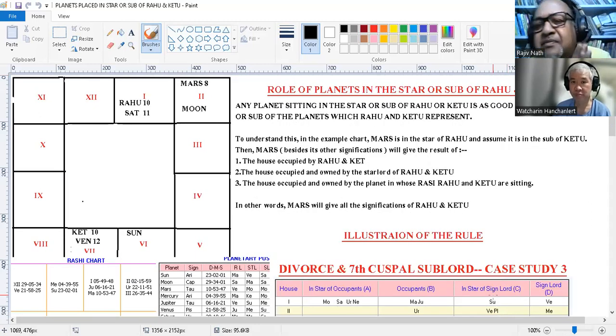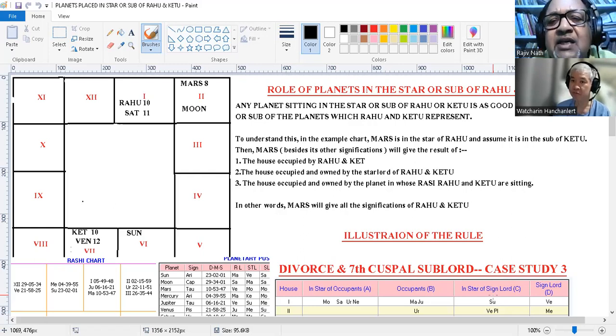Now, we studied the role of Rahu and Ketu so far, how they give results. But planets sitting in the star or sub of Rahu and Ketu also will give results. This theory you will not find in many books, and not many astrologers will tell you. This is very important. So, the role of planets in the star or sub of Rahu and Ketu.